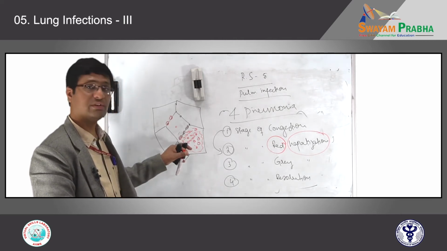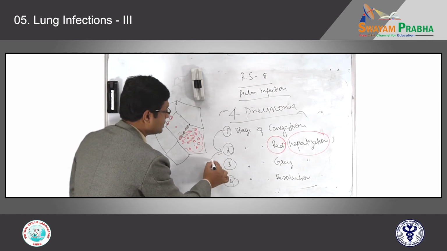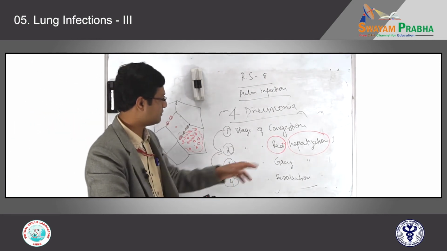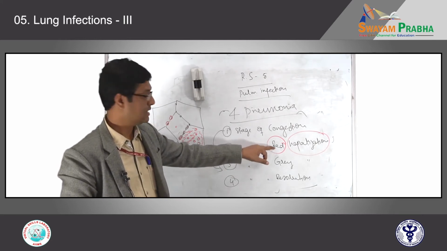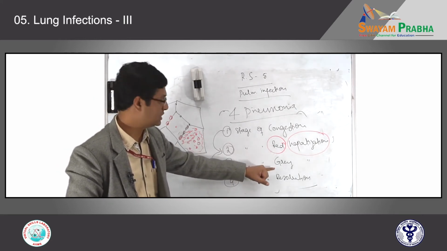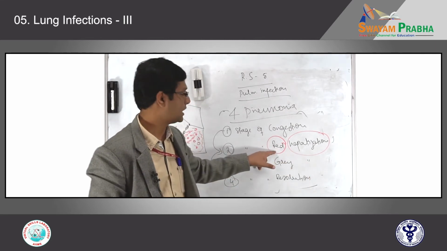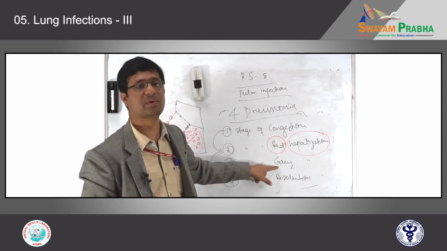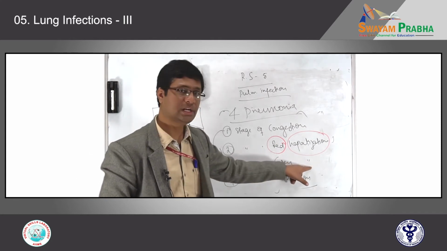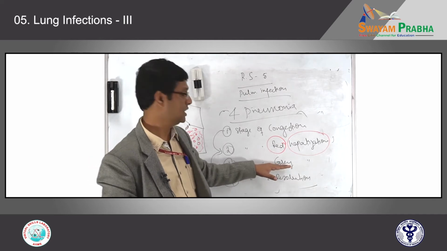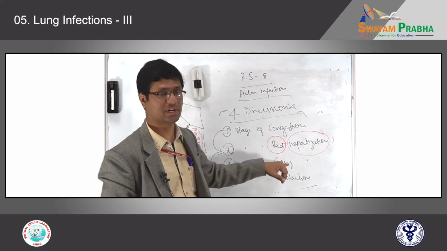Next, if you leave it like that, then it will go to the stage of grey hepatization. What exactly happens? So see the difference. When the lung goes to this stage, it is still hepatization, still solid, but the redness will be lost. You will see grey-white patches. Solid lung with grey-white patches, just like a consolidation. That stage we call the stage of grey hepatization.